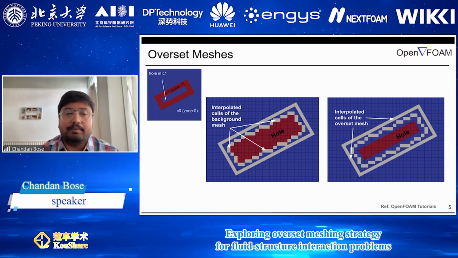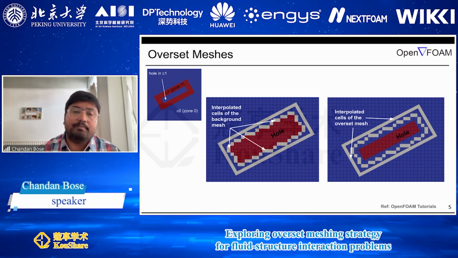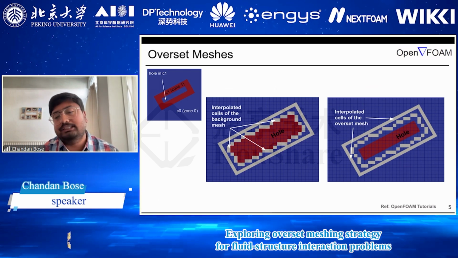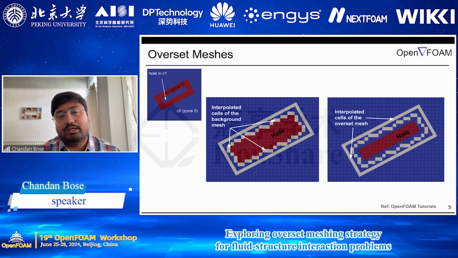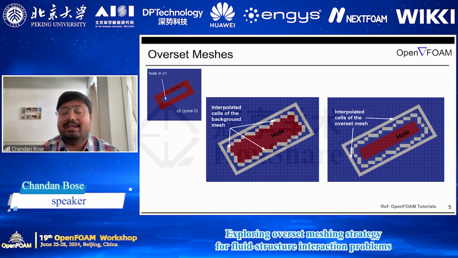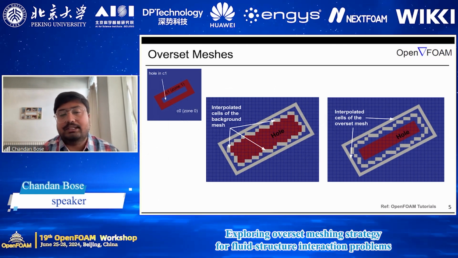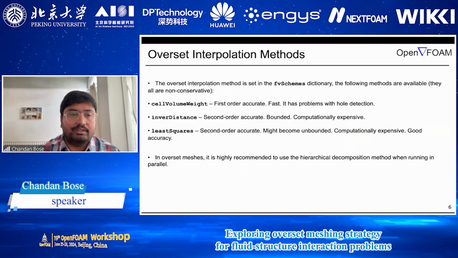Now, the interesting part here is that if we see from the background mesh, which is Eulerian and static, and if we see from the moving mesh, the interpolated cells differ, and depending on the different interpolation techniques, how well they can capture this boundary of the moving bodies is also very important for these cases.